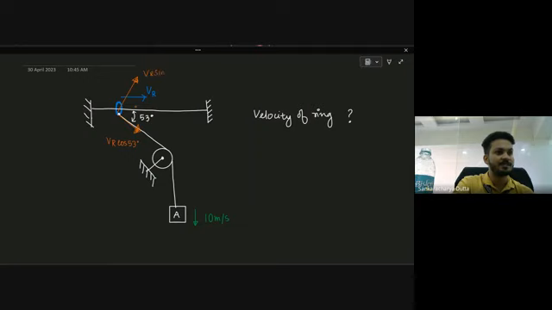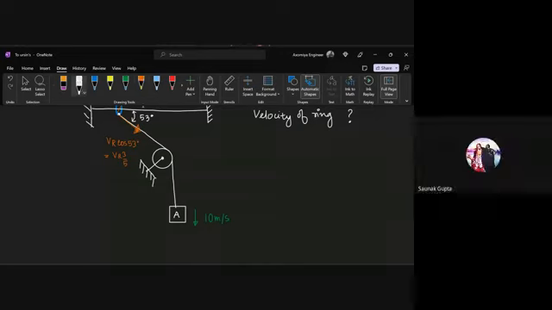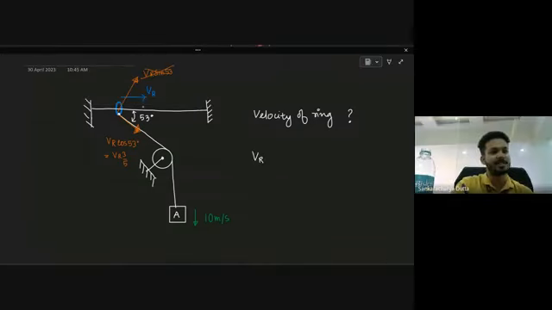VR sin 53, I do not care about this. I just need VR cos 53. Cos 53 is how much? 3 by 5? Yes, sir. So VR into 3 by 5 is the velocity of this point along the string. And this should be equal to how much, guys? 10 meter per second. Yes. VR into 3 by 5 should be equal to 10 meter per second.